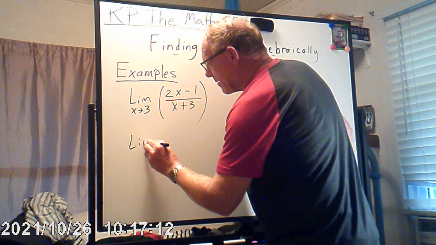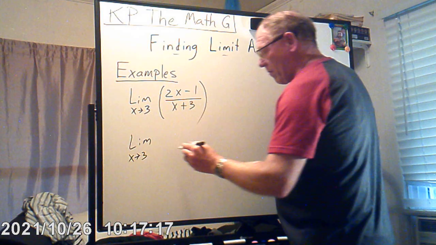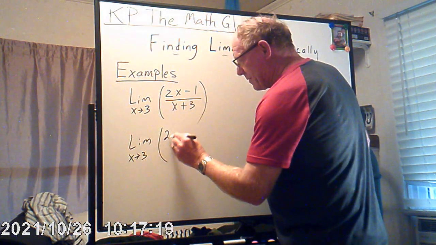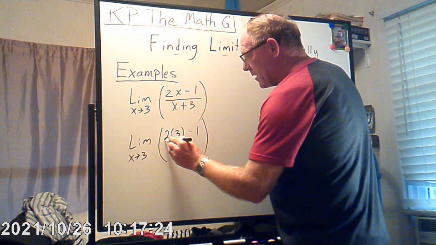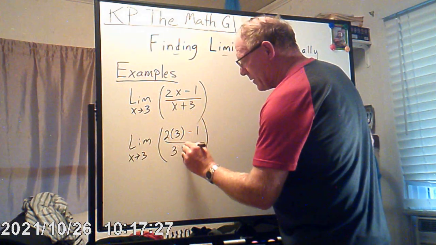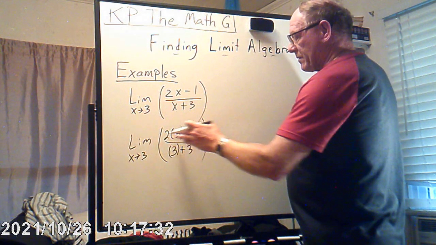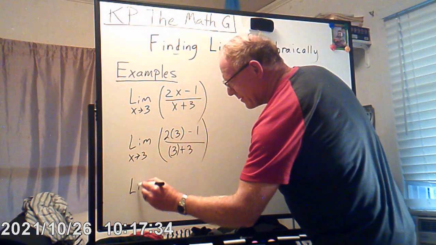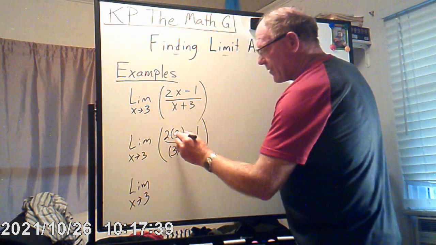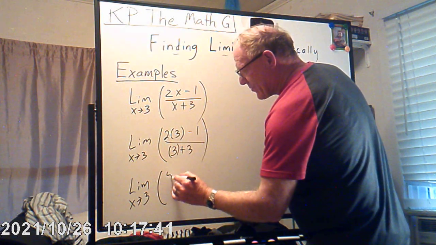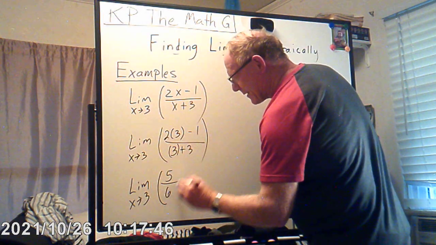So let's go down and write it again. Limit as x approaches 3. Now 2 times 3 minus 1 over 3 plus 3. Okay, there it is. 2 times 3 is 6. 6 minus 1 is 5. The denominator, 3 plus 3 is 6.